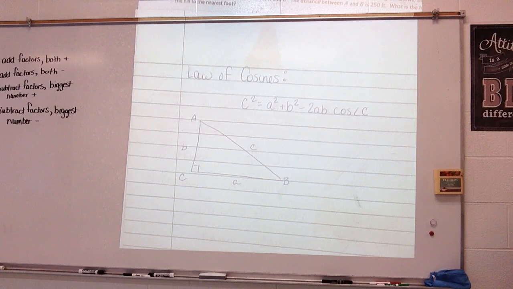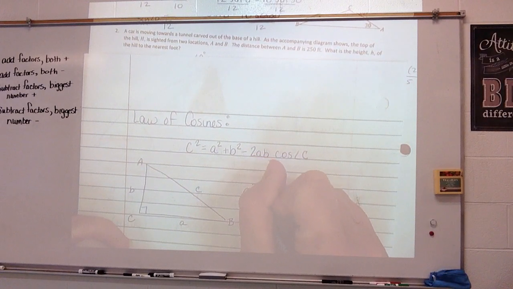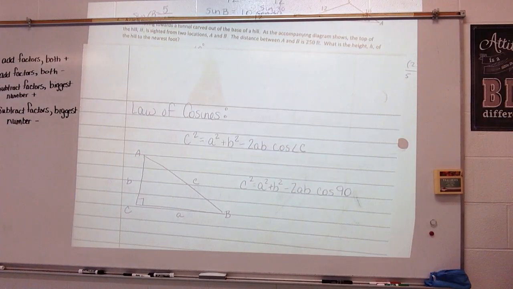The law of cosines is a generalization of the Pythagorean theorem, which can only be used with right triangles. So we're going to substitute 90 degrees for angle C into the law of cosines formula, and let's look at the results. C squared is equal to A squared plus B squared minus 2AB cosine 90.